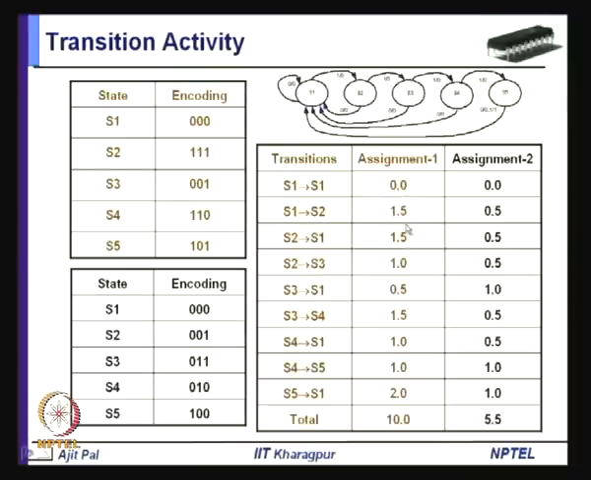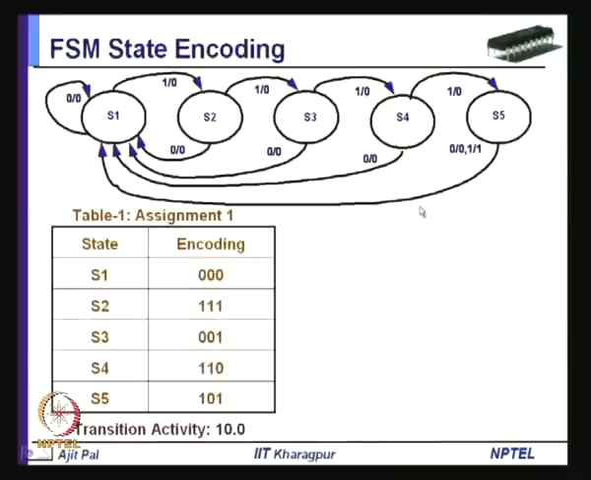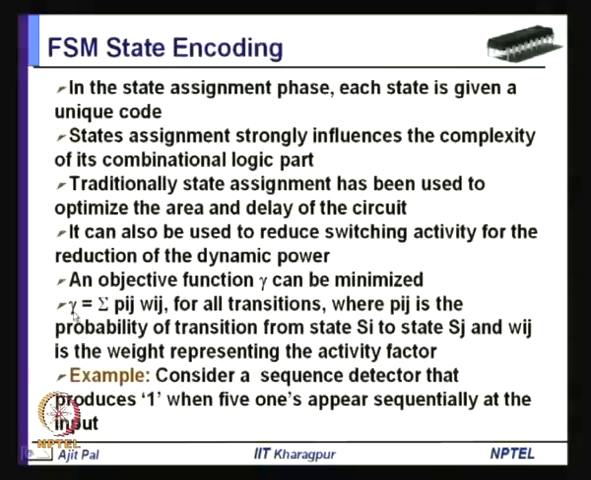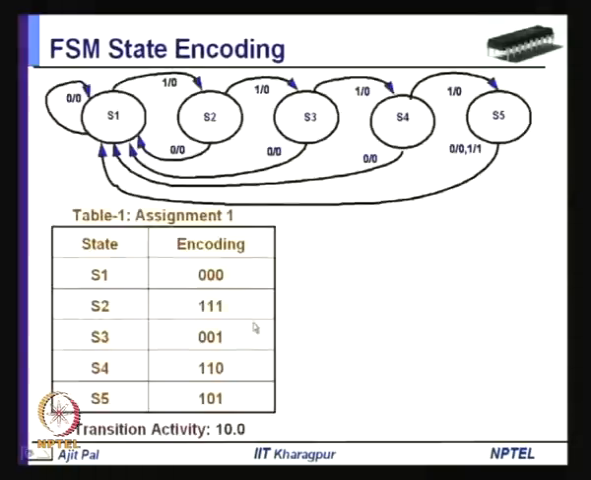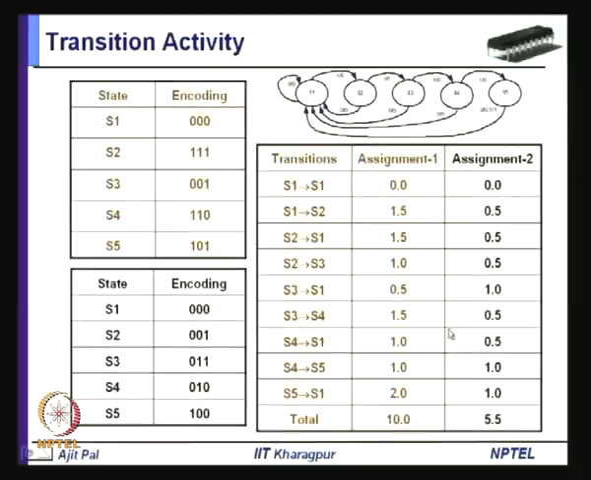So, we have taken into account all possible transitions and multiplied with the probability along with their transition weightage, that is, gamma equals the sum of Pij into Wij, and found out this table. And if we take the summation, we get gamma equal to 10 for the first assignment, and for the second assignment it is 5.5. So, obviously, this assignment 2 is superior. So, this illustrates that by doing a state assignment you can reduce the transition activity of a finite state machine.